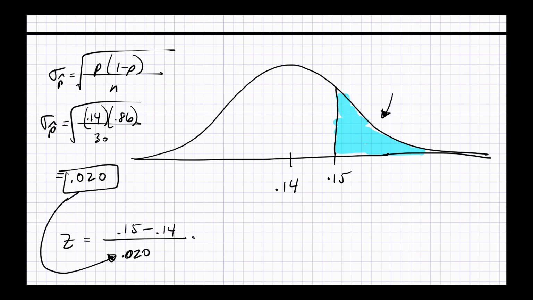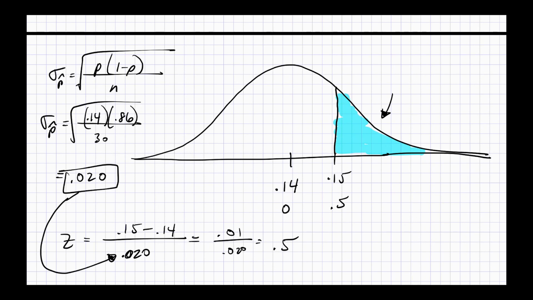Now we can do z-scores. So we get 0.01 over 0.020, and we get a z-score of 0.5, yeah, 1/2. That is correct. Go to my tables. Look for that z-score, positive 0.5, and we get 0.6915.